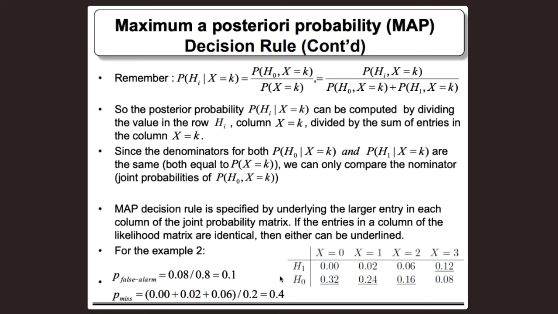If we want to calculate the false alarm, it is when H0 holds, that is, there is actually no flight, but we get the alarm, so we use only 0.08. So 0.08 by 0.8, because we multiplied by P of H0 that we assumed, and we are dividing here, so the false alarm will be 0.1. The same goes for P of miss. We add these three values and divide by 0.2, that is 0.4.